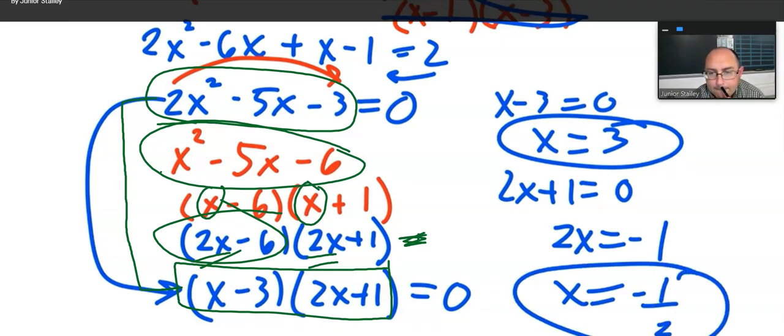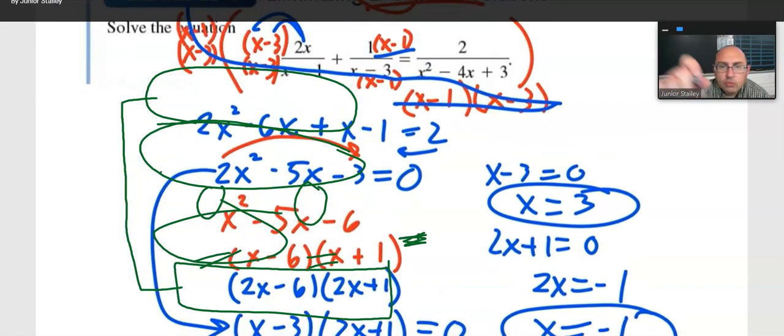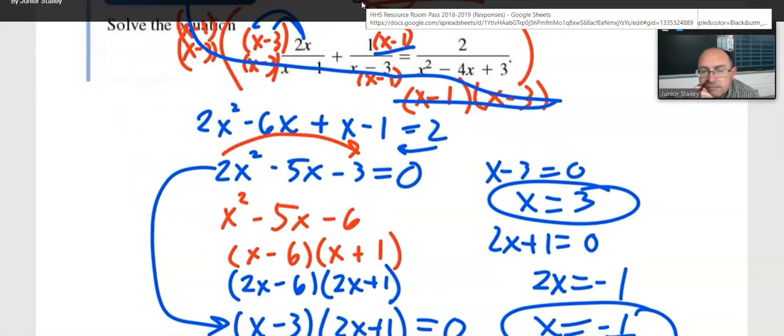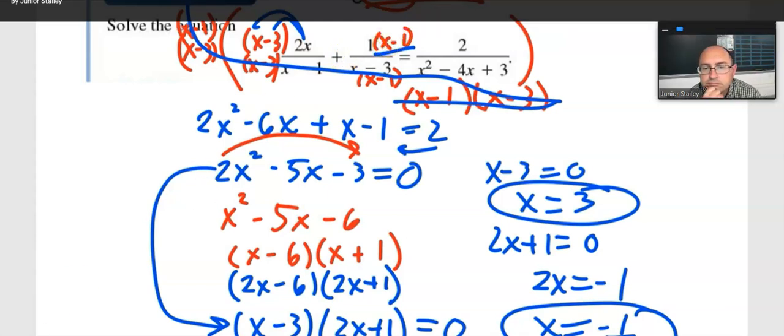Now, are those both really good solutions here? Whoa. Well, you can see from the original problem that 3 is going to be a problem. Why? Because it shows up in the denominator. True. In other words, it's not even possible to plug 3 in because it creates a false situation. So this one is my extraneous solution, and this one is the only good solution.